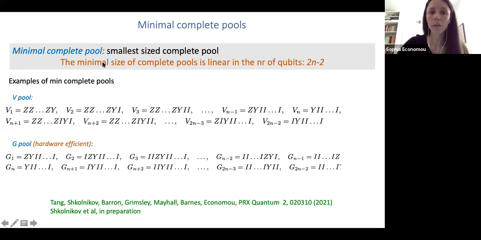And what is nice is that we showed that the minimal size of complete pools is linear in the number of qubits, and the scaling is 2n-2. So long as I have the right set of 2n-2 operators, then I can go from any real reference state to any other real reference state. And we have two concrete examples in this paper that actually was published yesterday, where we show two different examples of minimal complete pools shown over here. And in one case, you see the operator only touches 2 qubits at a time. So this seems to be quite hardware friendly.